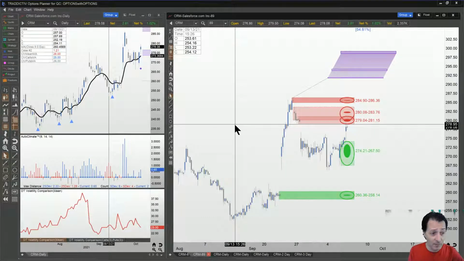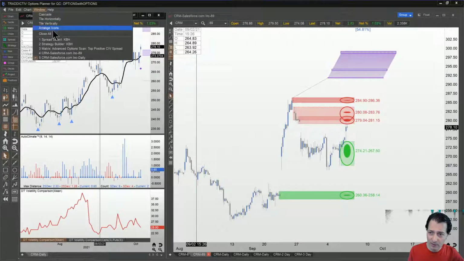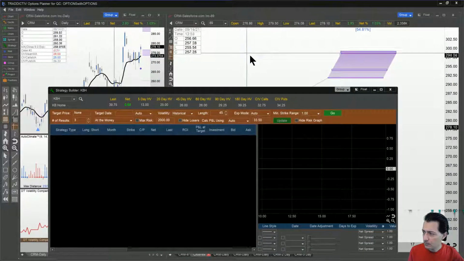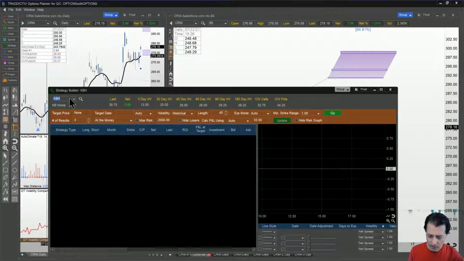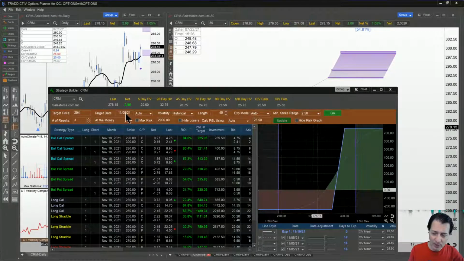But just to summarize how you would do it, so you can practice that yourself: you would come to the strategy builder and type your target, which is 294, on CRM. That will give you the time to target, which is November 5. That's what you need to know. November 5 is the time to target.